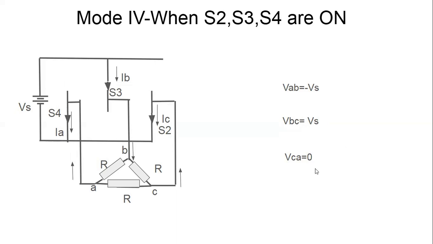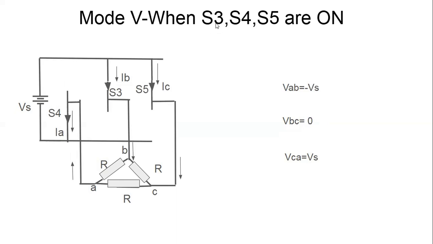And for mode 5, when the switches S3, S4, and S5 are on, VAB is equal to minus Vs because A is connected to the minus of Vs and B is connected to plus of Vs. So VAB is minus Vs. VBC will be 0 because B and C terminals are short circuited by S3 and S5, and VCA is equal to plus Vs because C is connected to plus of Vs and A is connected to minus Vs.